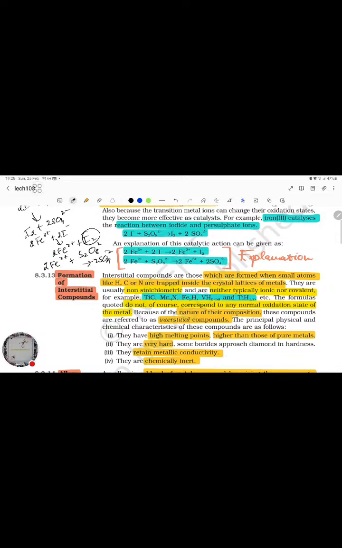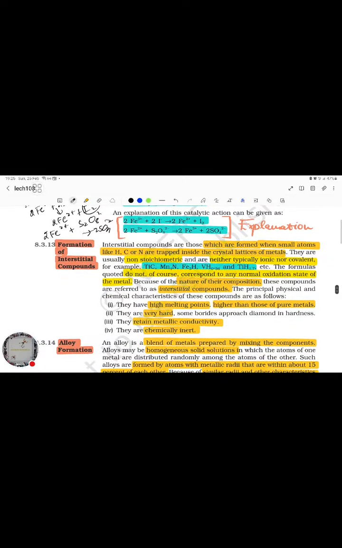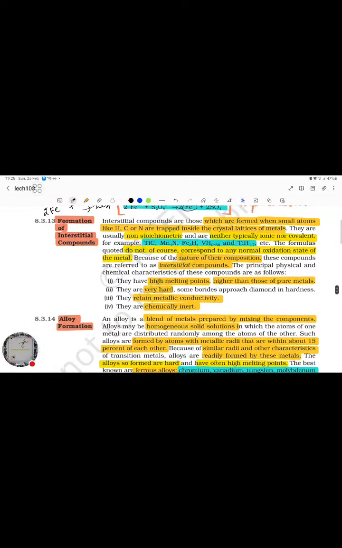It basically breaks down the persulfate ion and forms Fe3+, which means that Fe2+ is getting oxidized. Fe2+ is acting as a reducing agent. It is reducing the S2O8 2- and forms 2 sulfate ions respectively, and it is getting oxidized to Fe3+. So, to explain: Fe3+ reacts with I-, leads to the formation of iodine, and in this process it gets reduced to Fe2+. Now this Fe2+ upon reaction with S2O8 2- reduces it, leads to the formation of sulfate, and Fe3+ is formed again. Moving on, formation of interstitial compounds.